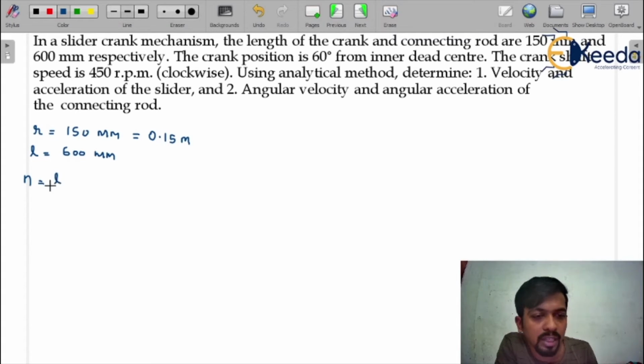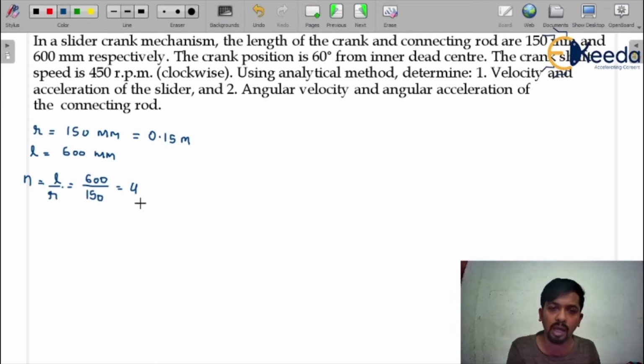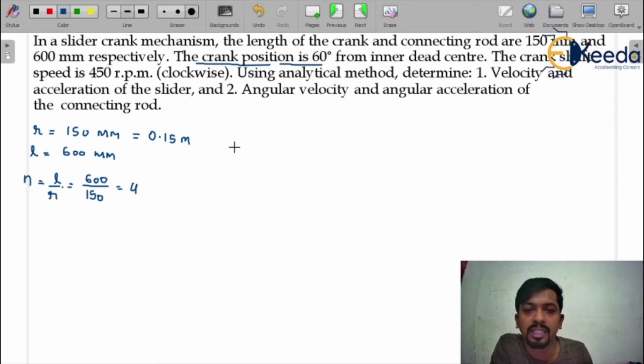So what is the obliquity ratio? We can calculate the obliquity ratio n as L upon R. What is L? 600 upon R is 150 mm. So from here we can get the value of the obliquity ratio, that is equal to 4. Now the crank position is 60 degree. That means theta is 60 degree.